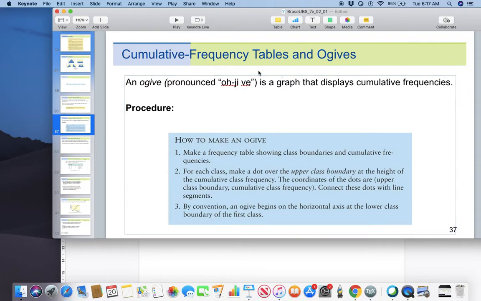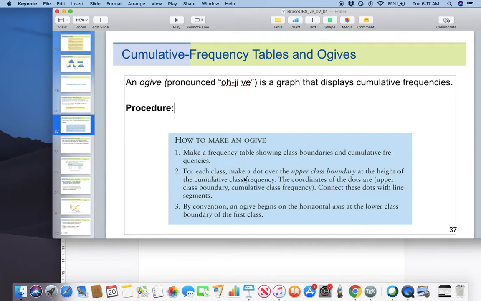Come back. So now we want to draw an ogive. An ogive is a graph that displays cumulative frequencies. So how do we make an ogive? Make a frequency table showing class boundaries and cumulative frequencies.